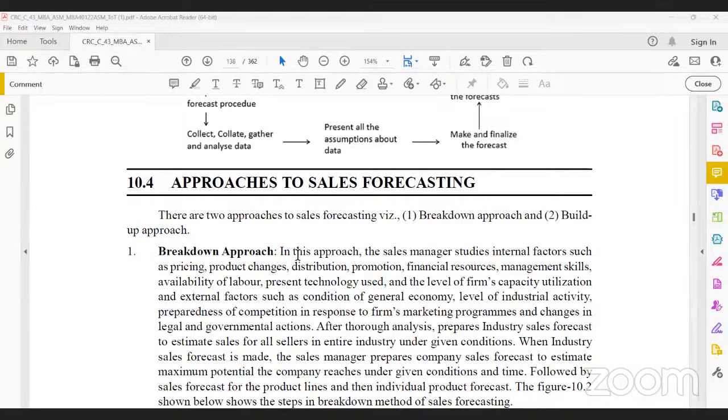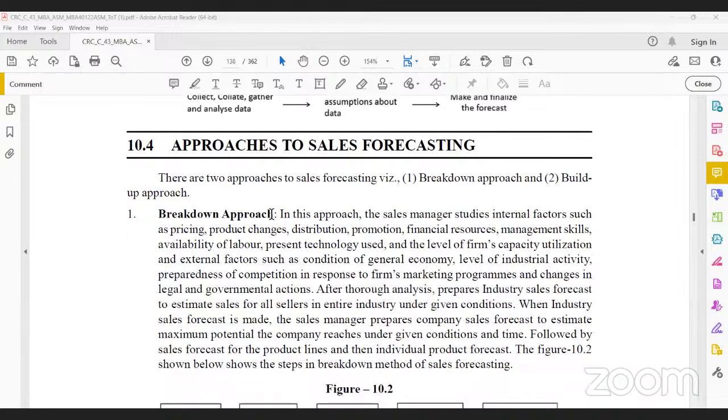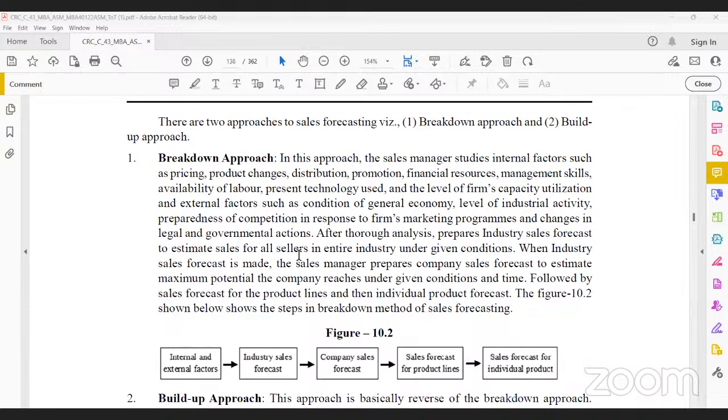So the first method is the breakdown approach. In this breakdown approach, the sales manager studies the internal factors such as the price of a product, product change, distribution method, promotion method, financial resources available, management skills, availability of labor, present technology used, and level of the firm's capital utilization. At the same time, the manager also studies external factors.